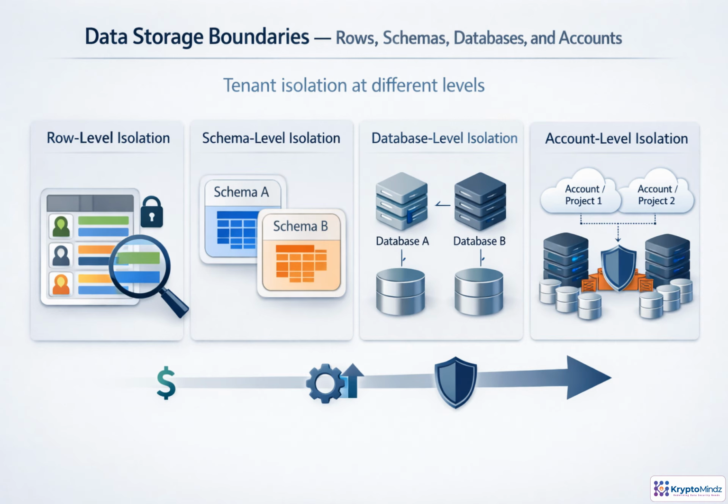Storage isolation is a spectrum. Row-level isolation is the cheapest and easiest to scale, but every query, policy, and report must enforce tenant filters correctly. Schema-level isolation gives each tenant clearer structure while still sharing database infrastructure. Database-level isolation creates a stronger failure and access boundary, but increases migrations, monitoring, backups, and connection management. Account or project-level isolation is the strongest option, useful for regulated or enterprise tenants, but it carries the highest cost and operational burden. The right choice depends on risk, scale, and customer expectations.